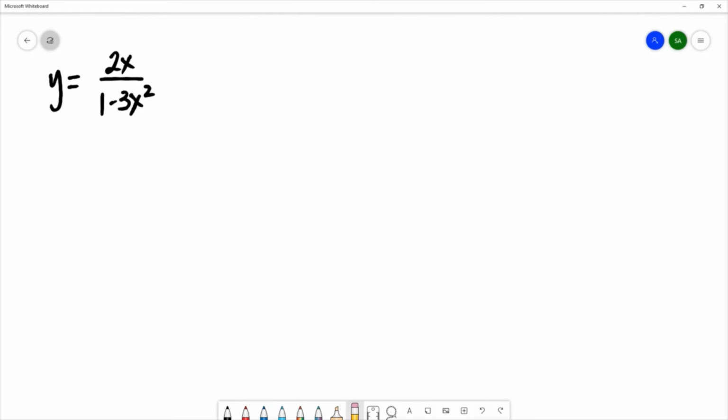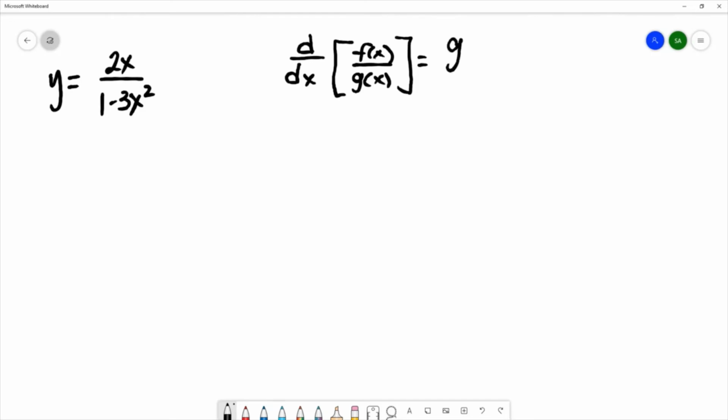On this question, I want to find the derivative of y equals 2x over 1 minus 3x squared. So to calculate the derivative for this, I will use the quotient rule because I have a fraction and variables in both the numerator and denominator of that fraction. So the quotient rule says that when you have a fraction and you want to calculate the derivative of that fraction, you're going to have the denominator times the derivative of the numerator minus the numerator times the derivative of the denominator all over the denominator squared.